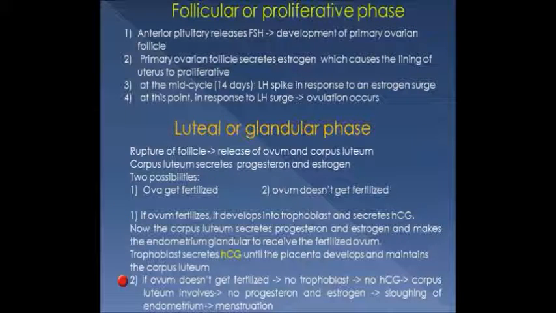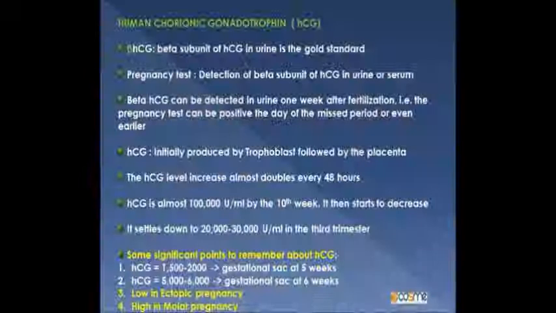In the other situation, in which the ovum doesn't get fertilized, there will be no trophoblast, then there will be no HCG, then the corpus luteum involutes, there will be no progesterone and estrogen, and then there will be sloughing of the endometrium and menstruation will occur.